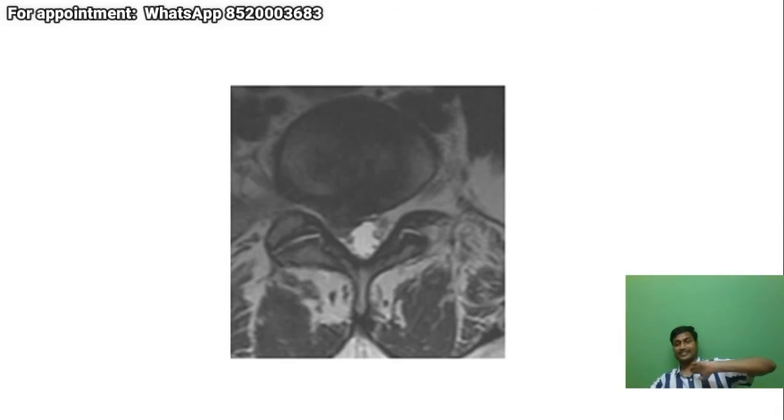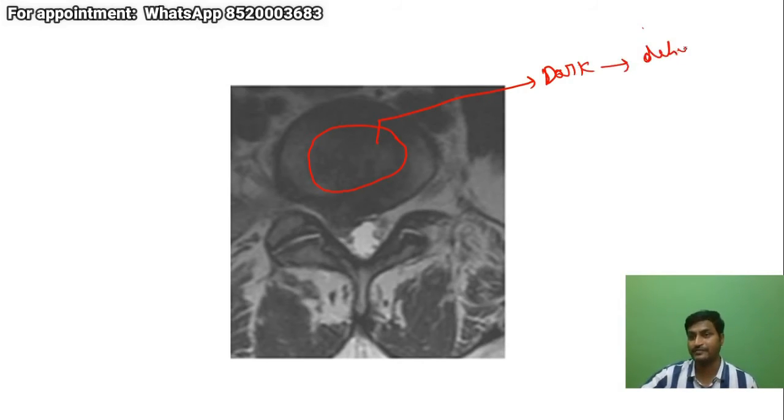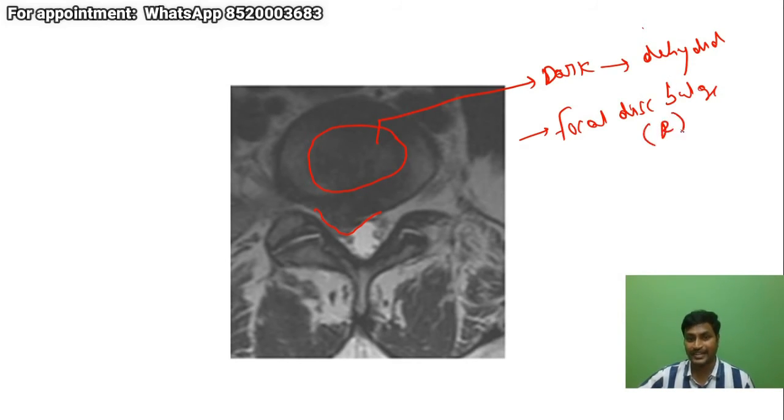Now come into axial cuts. So in the axial cuts, tell me, this is the nucleus pulposus. Is it dark or white? This is dark. So this disc is dehydrated. And what is this one? This is a focal disc bulge. On which side? This is on the right side.